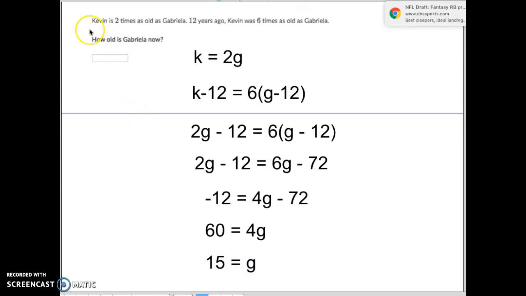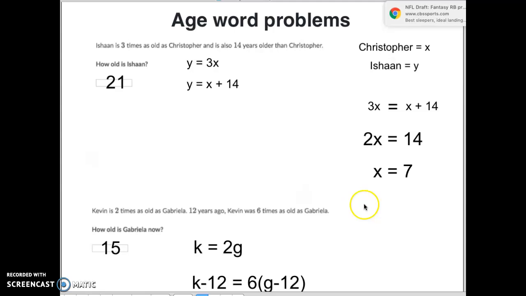Okay, let's see what the question asks for. It says, how old is Gabriel now? Oh, well, that's easy because we just figured that out. Gabriel is 15. So we can plug in our 15 right here. So sometimes all your work gives you the answer that you're looking for, as is this one. And sometimes all your work gets you to a piece of the information that can lead you to the answer.